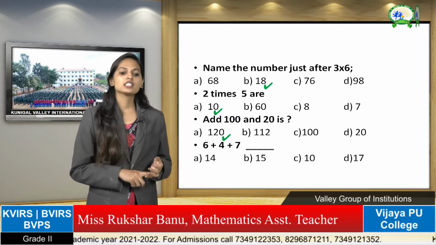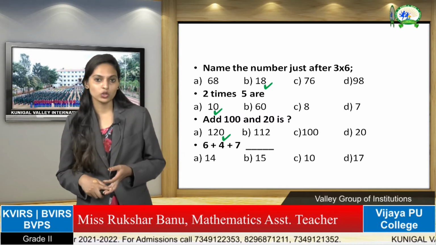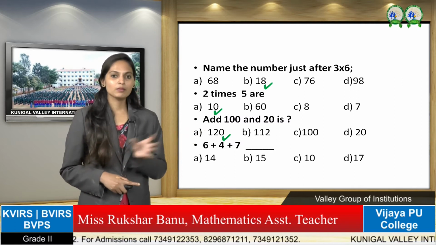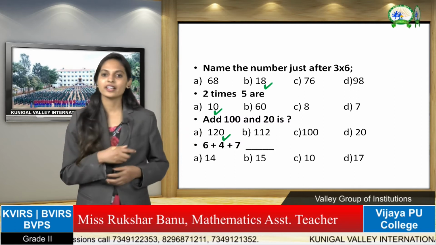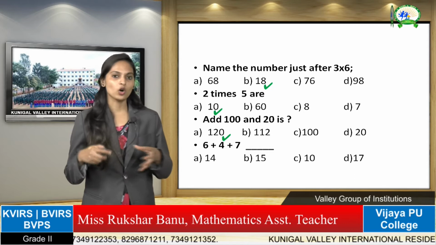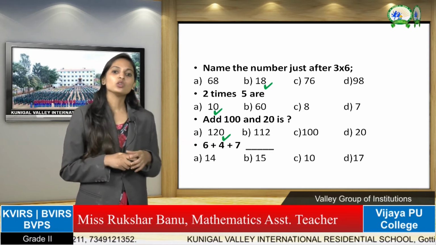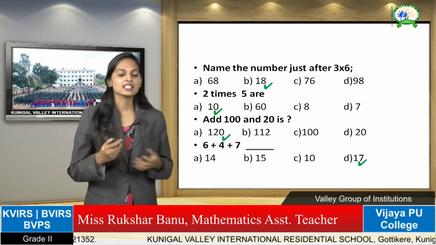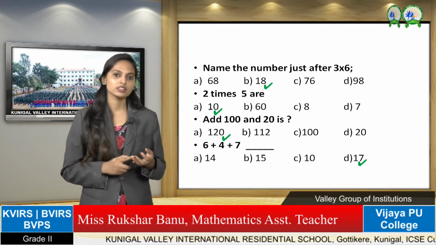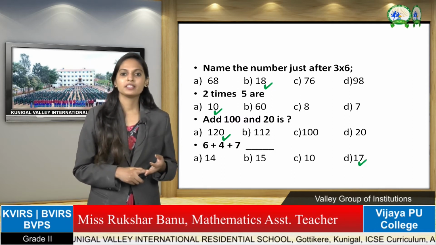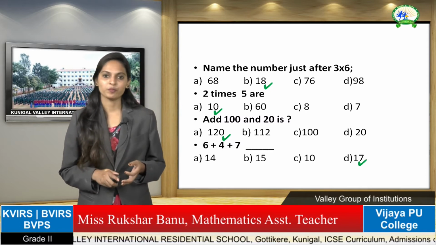Next one is 6 plus 4 plus 7 is equal to what? So all 3 numbers also we have to add, then we will write the correct answer. So if you add all the 3 numbers, then you can see that options will be there. So which one is the correct number? Yes, 17. Okay, 17 will be there. So 17 is the correct option.